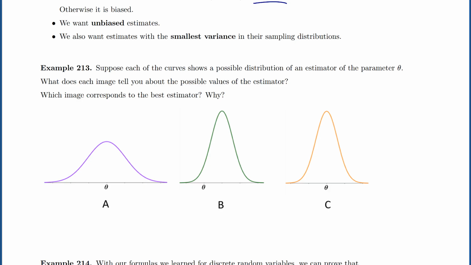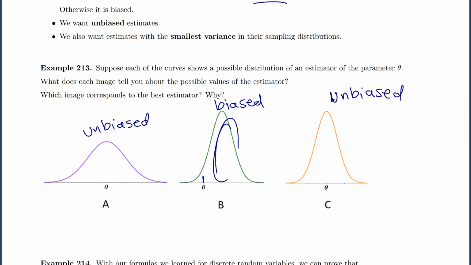Okay, so when you look at A, it looks like it's centered at the parameter, so A is unbiased. If we look at B, notice theta is way over here, but most of the B estimates are over here, so it's definitely biased. It's not centered at the parameter. It's always going to be overestimating. Okay, C looks like it's centered at the parameter, so it is unbiased. Okay, so we have to choose between A and C. They're both unbiased, but notice C has a lower variance. So C is the best option.